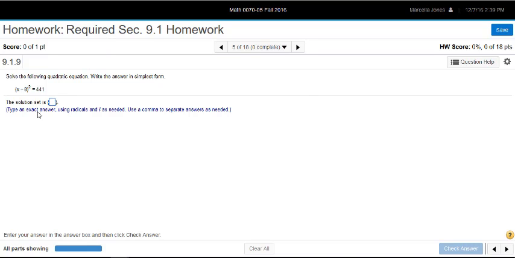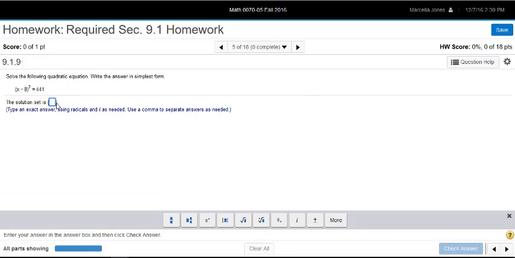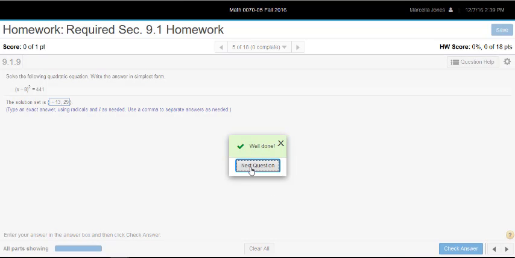All right, so let's go put those solutions into our solution set. Negative 13 separated from 29 with a comma. And my math lab already has the braces in. All right, and this is how I would work number 9 from the section 9.1 homework. And remember, this is number 9 from the text, number 5 in the actual homework assignment.